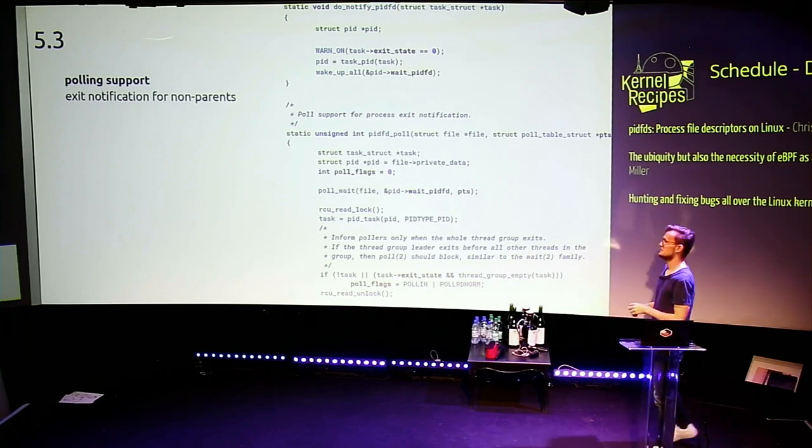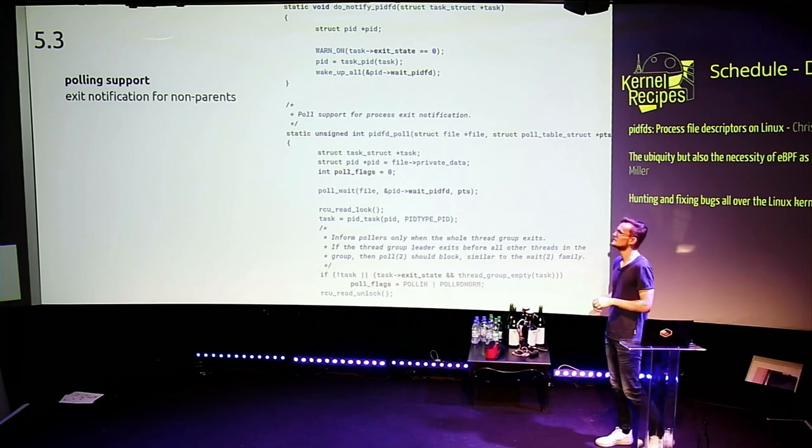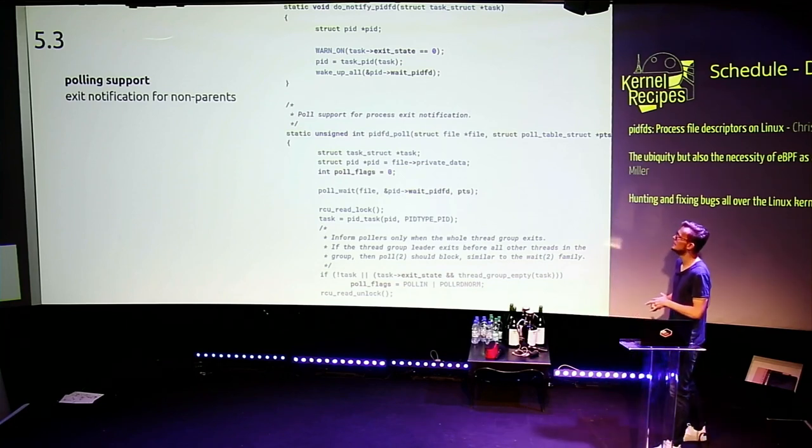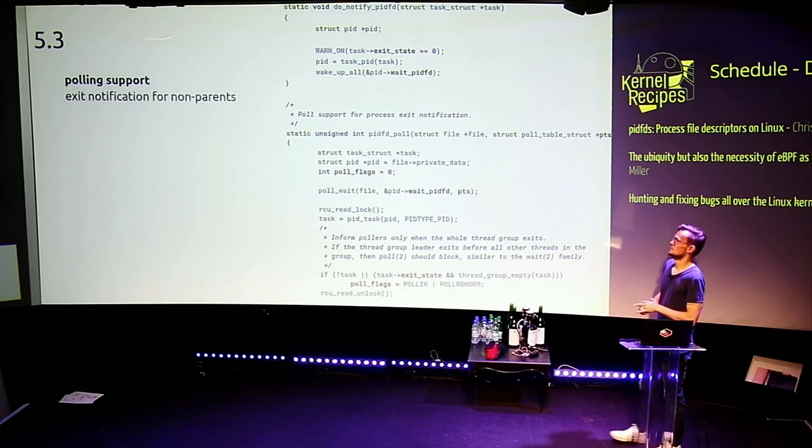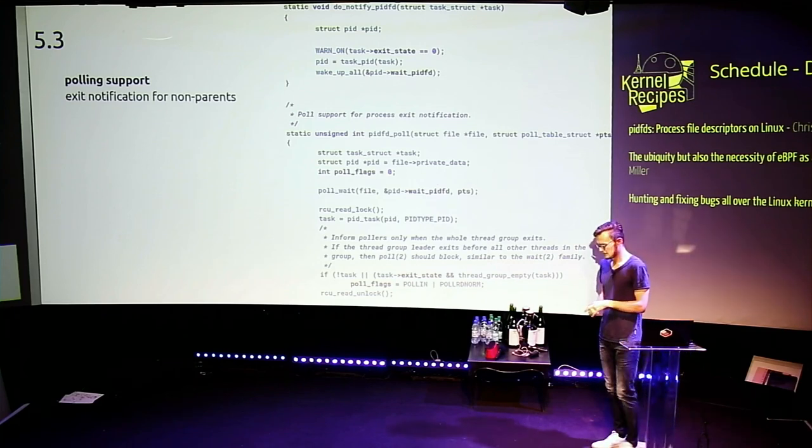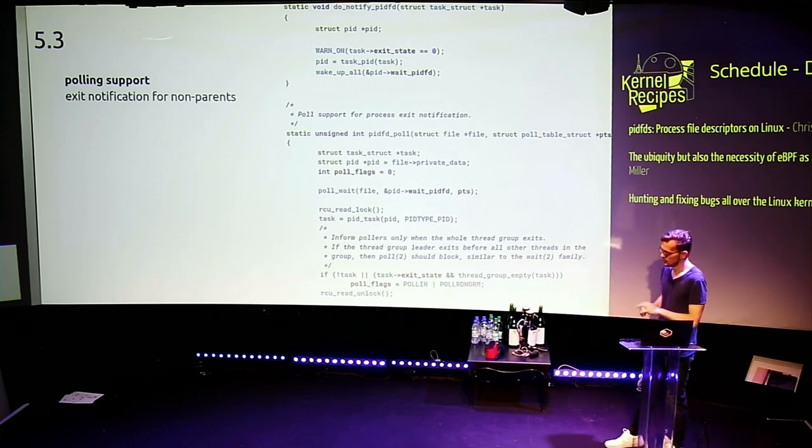And for 5.3, and this is work that Joel did, it's pretty important: polling support, exit notification for non-parents, which is something that you couldn't really do nicely with the old PID API. So pidfds are pollable, which means in this case, when the process exits, well, to be precise, when the thread group leader exits and the thread group is empty, which is not necessarily the case, you can get into situations where you have a dead zombie thread group leader, but live threads, which is problematic because then you can send signals through zombies, so have fun.